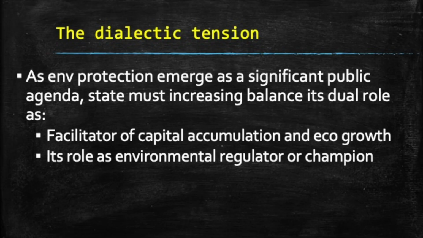The state is in a dilemmatic condition, and it has to make a balance between its role as environmental regulator, environmental champion or environmental protector, and, on the other hand, its role as a facilitator of economic growth. So, the state has to balance these two conflicting roles. It has to play the role of an environmental champion. At the same time, it also has to play its role as a facilitator of growing capitalism.